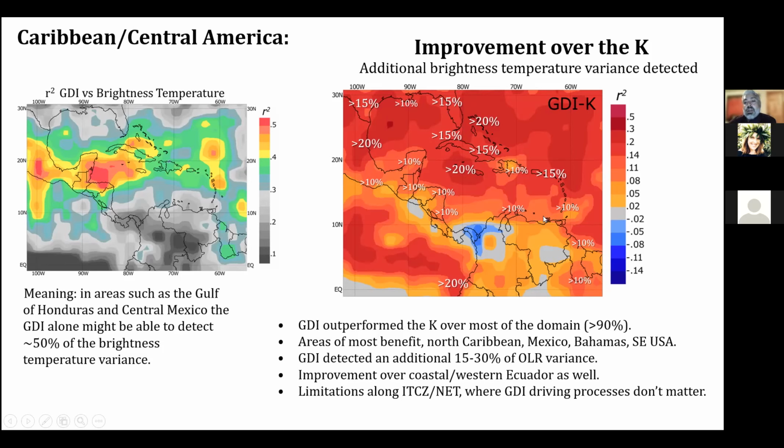And we were amazed because almost over the entire Caribbean, the GDI was better. And in some places, for example, in the Cayman Islands and Jamaica, the GDI was able to resolve an additional 20% of the variance, same as the Bahamas, and the Greater Antilles, Puerto Rico, Cuba, over 20%, and over 20% in Mexico. So we were very happy with these results.